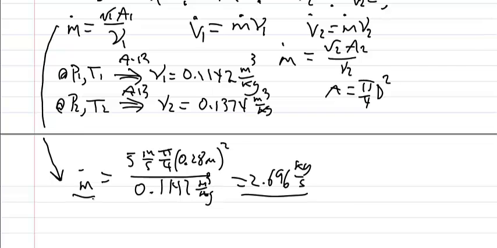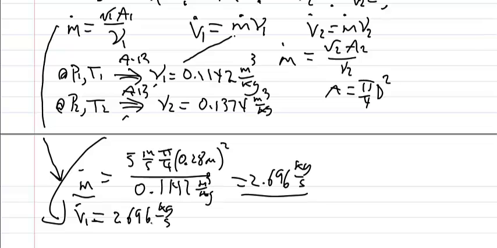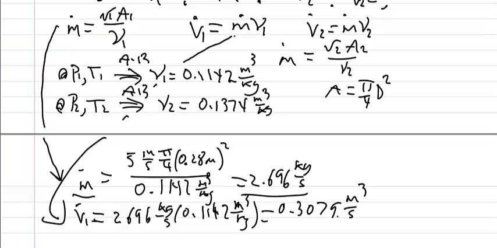Now we'll move on to the volumetric flow rate equation. So V dot 1 is equal to the mass flow rate times specific volume. So it's just this equation above. So we have 2.696 kilograms per second multiplied by the same specific volume, 0.1142 meters cubed per kilogram. And we go through the math and we get 0.3079 cubic meters per second.